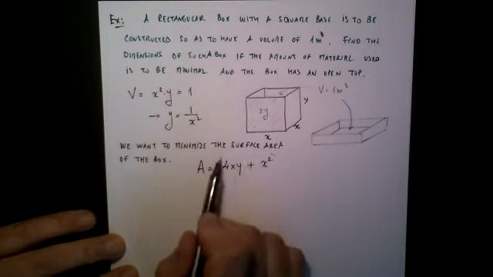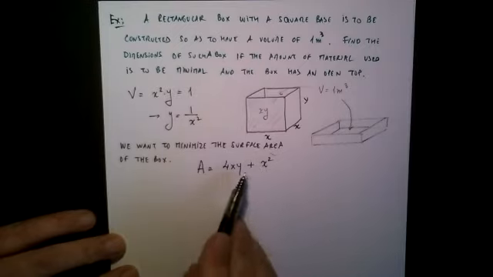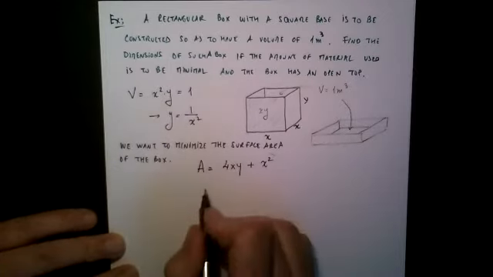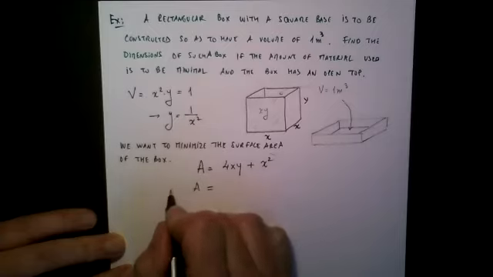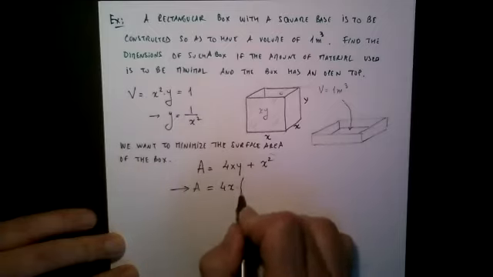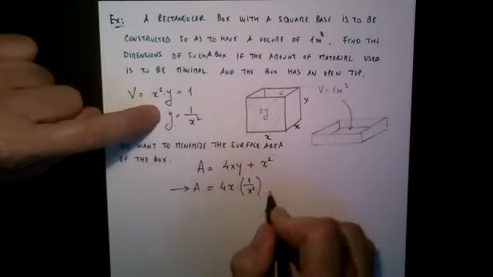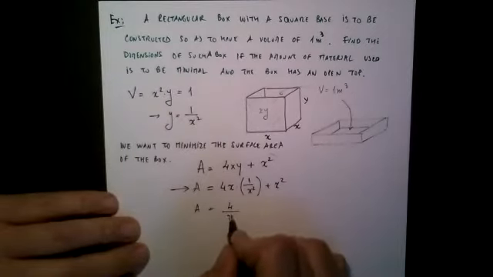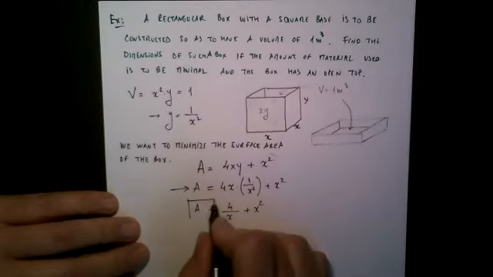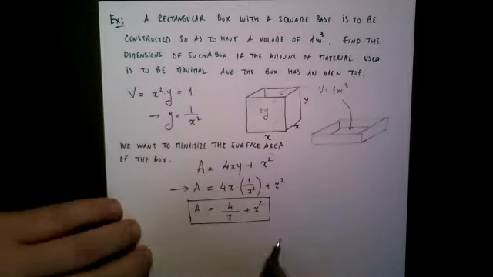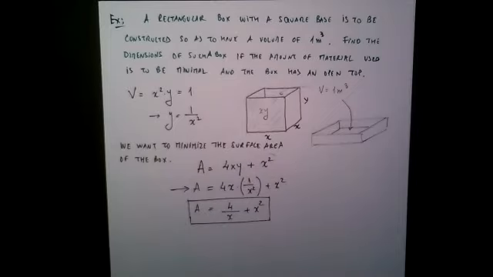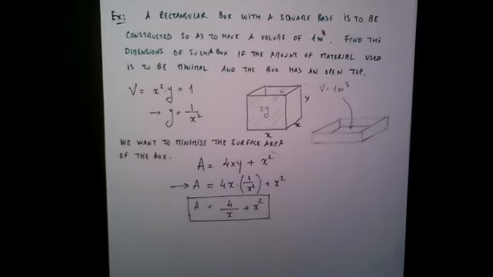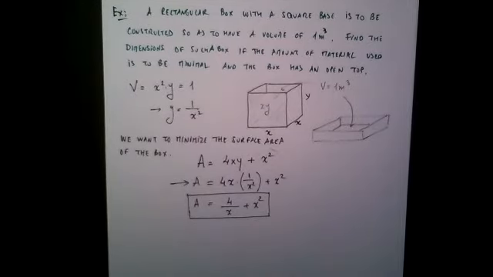So I'm going to now express this function in terms of x only. So I have to get rid of the y. How do I do this? By using this relation that's given to us. Okay, so A is equal to 4 times x times y, which is 1 over x squared, plus x squared. And so A is 4 over x plus x squared. This is the function that gives me the area of the prism as a function of the size of the base only. Any questions? Am I going too fast for anyone?